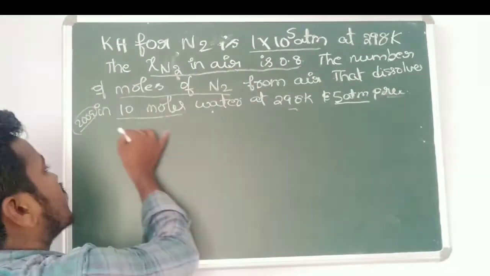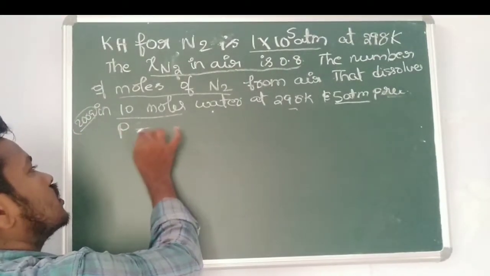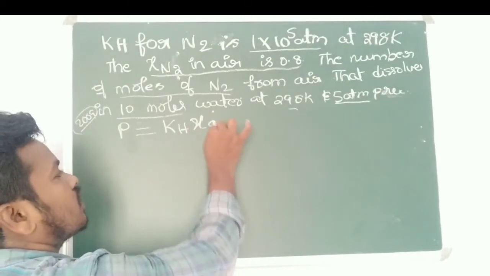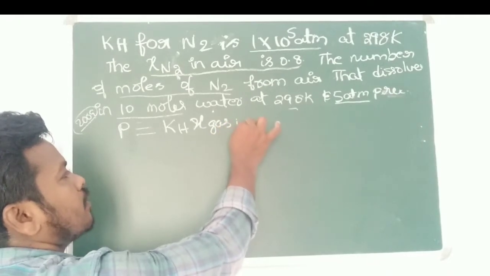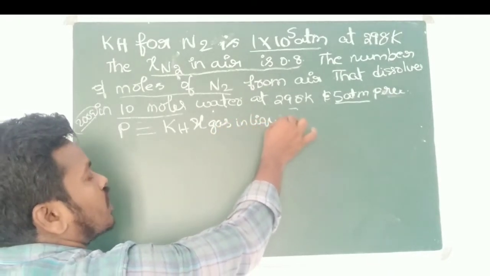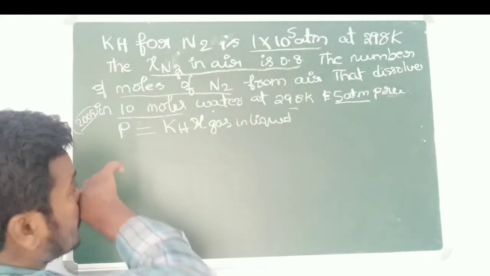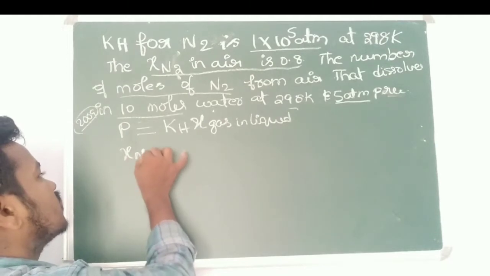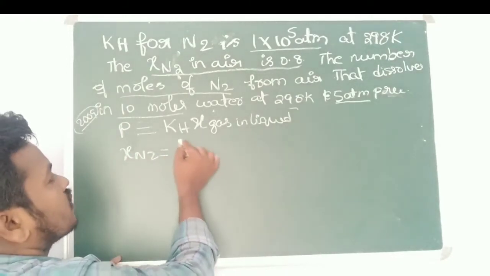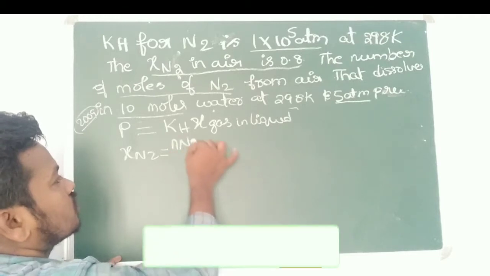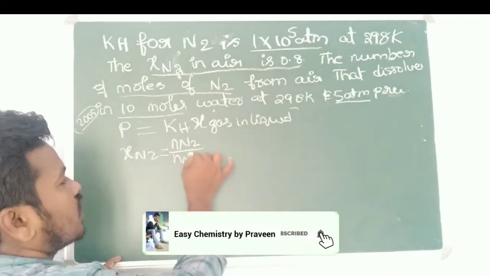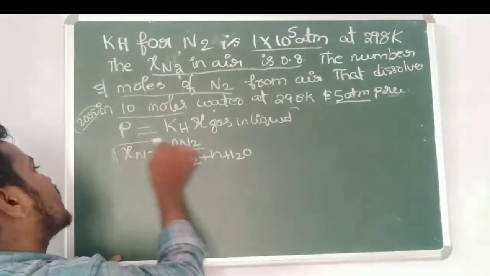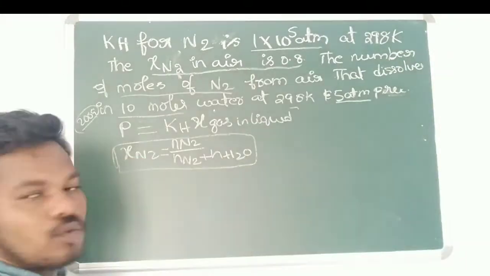So here what is our formula? Pressure is equal to the Henry constant multiplied with the mole fraction of the gas in the liquid. Here they are asking to calculate the number of moles. How can you calculate the number of moles? By using the mole fraction. Mole fraction of N2 is equal to number of moles of N2 upon number of moles of N2 plus number of moles of water. By using this formula we will calculate the number of moles of N2.